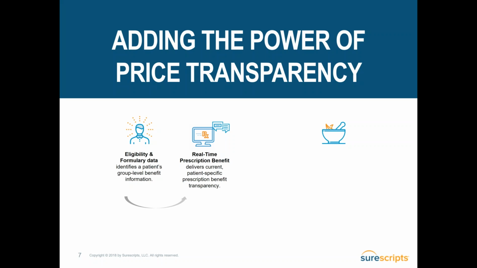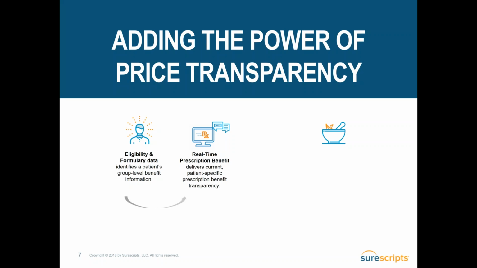So when we think about real-time prescription benefit and electronic prior authorization, we're really building on all of those existing e-prescribing capabilities that you already utilize Surescripts for through eClinicalWorks. So as you can see in this diagram, really that first part is that eligibility and formulary data. So traditionally, that would have been the best information that you would have had during the e-prescribing process to identify who that patient's pharmacy benefit manager was and what drugs were appropriate based on that patient's pharmacy benefit. But the problem, as I'm sure you're all well aware, is that that information is at the group level.